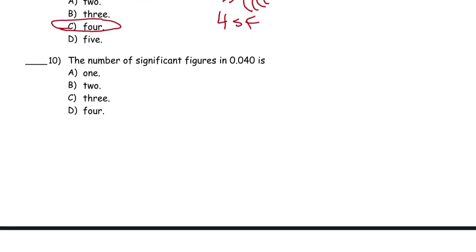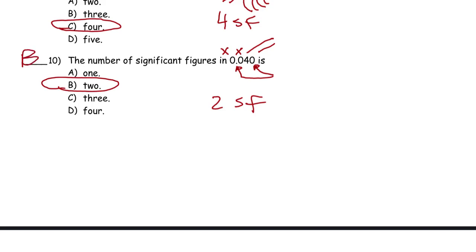Number 10. The number of significant figures in this number. Do you remember? We don't count the zeros on the left side, but we consider this zero because of the decimal point. So now we have two significant figures. So the right answer is letter B.